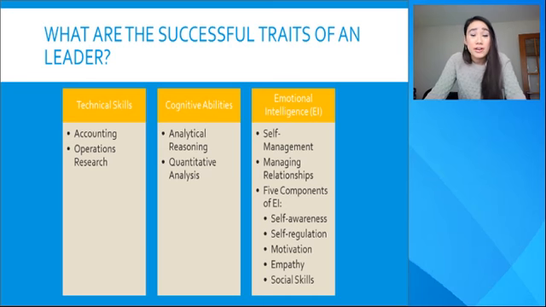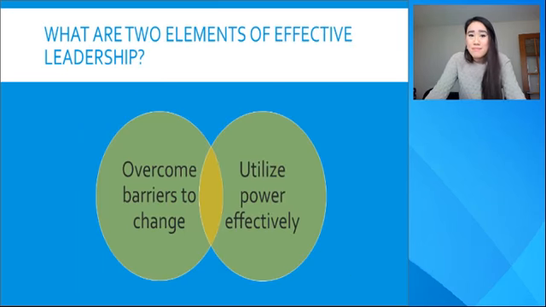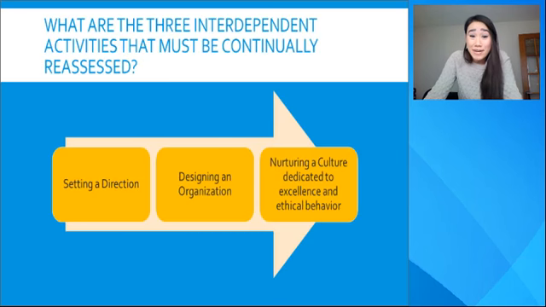So now that we know the frequently mentioned traits associated with effective leaders, what are some elements of effective leadership? Well, leaders may have to overcome barriers to change while utilizing power effectively. So sometimes leaders are considered change agents, and sometimes the primary role may involve changing, developing, and sustaining an organization's culture. So in addition to these 2 elements, which leaders must successfully achieve, successful leaders must also recognize 3 interdependent activities. These activities need to be continually reassessed for organizations to succeed.